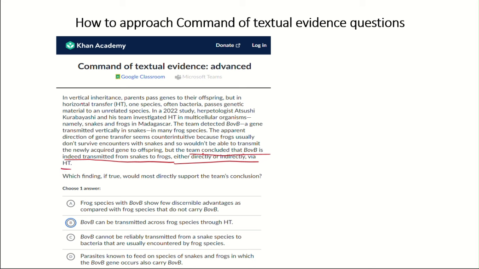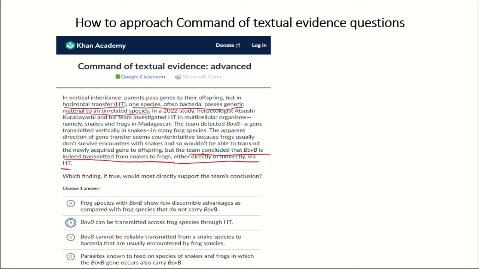What is HT? HT is the horizontal transfer. So one species, often bacteria, passes genetic material to an unrelated species. Now, of course, you'll have to read the entire text, but the main focus is going to be on the conclusion, right? So keep an eye on the main conclusion and underline that thing. Now, to solve this question, we can eliminate the wrong answer choices and arrive at the right answer.